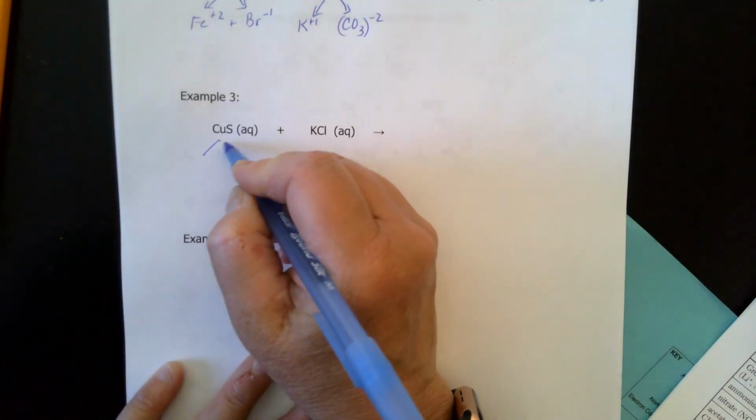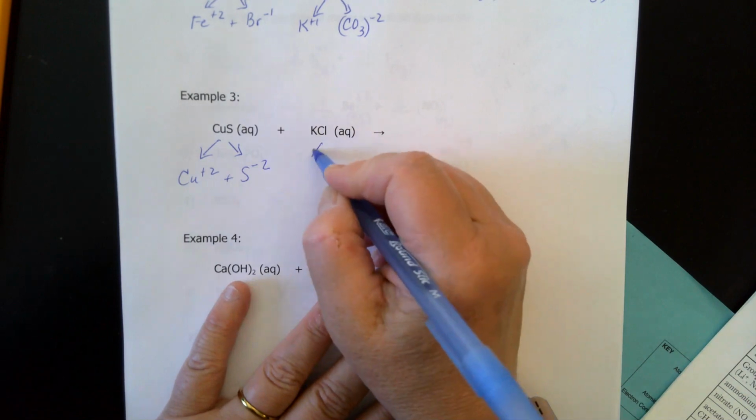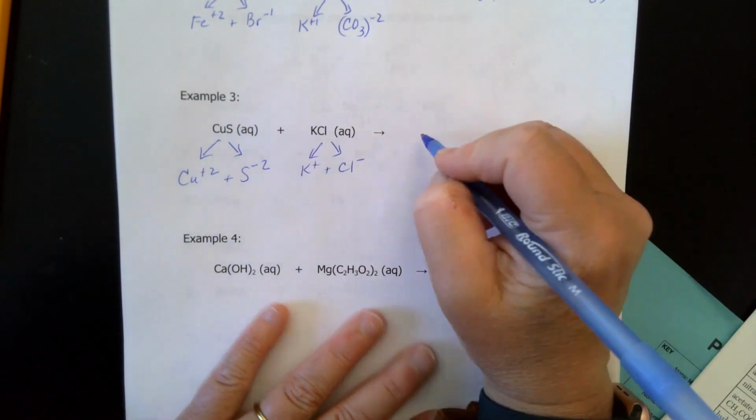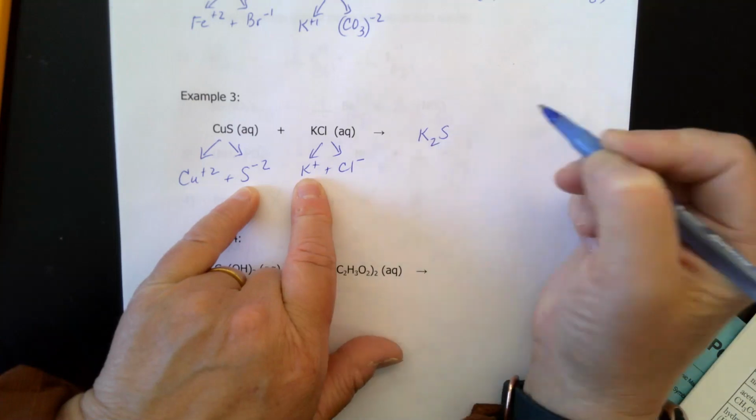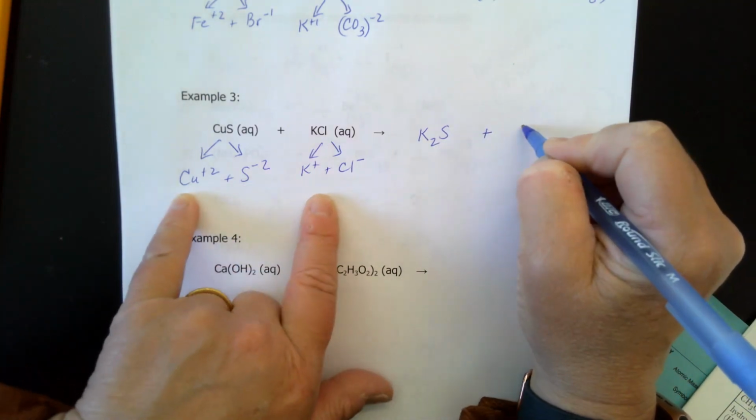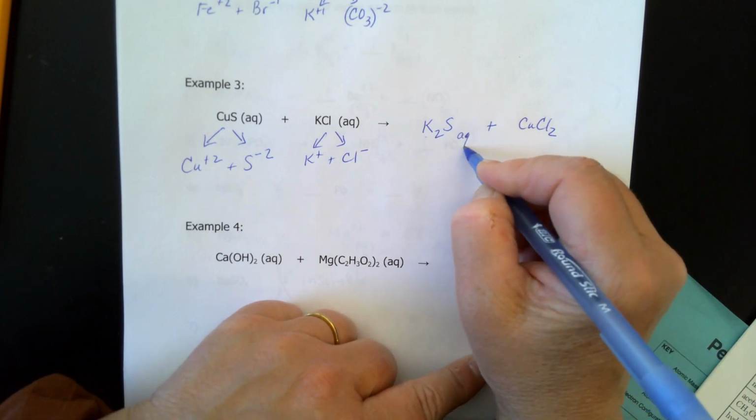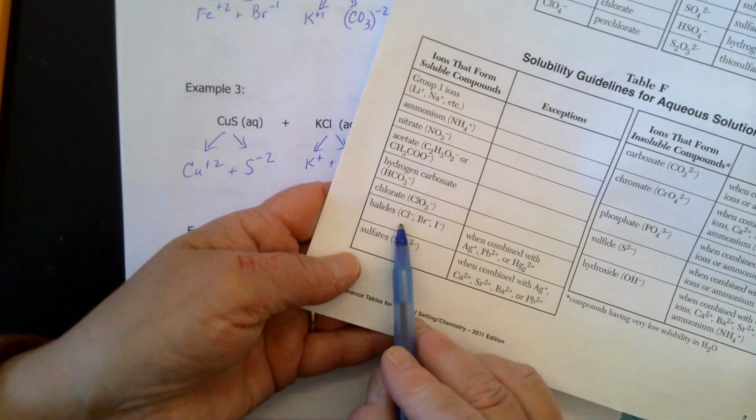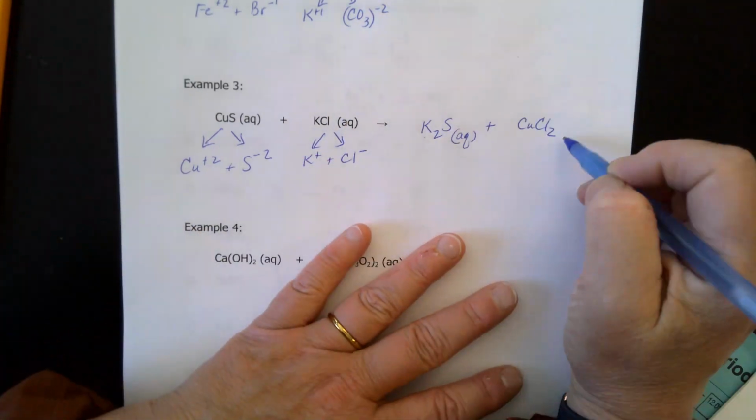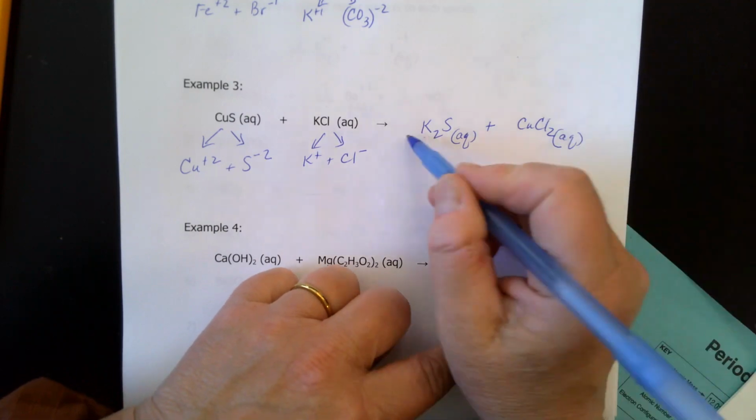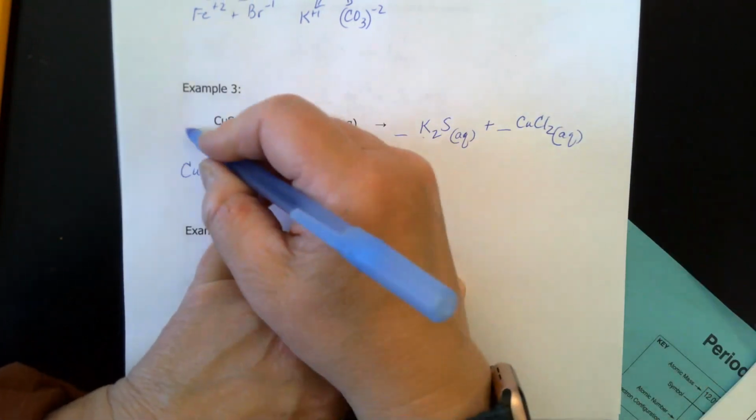Example number 3. We're going to have copper plus 2 and S minus 2. KCl, K plus, Cl minus. My new combinations are going to be the potassium plus 1 and the sulfide minus 2, so that's going to be K2S, plus CuCl2. Anything with a potassium is going to be aqueous. Chlorides are soluble. The exceptions are silver, lead, or mercury, so copper is not an exception. So this is actually also aqueous. And we're going to go through and balance this because I think we're going to need to have a 2 here, and that's going to fix everything else.